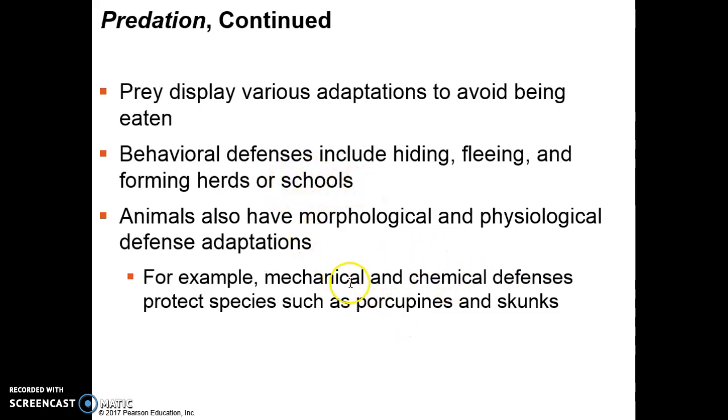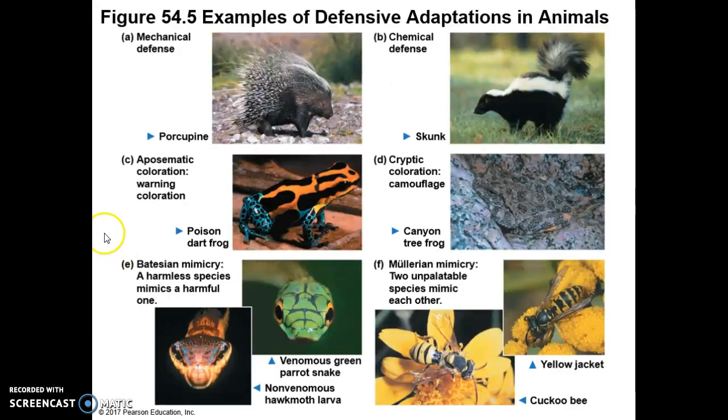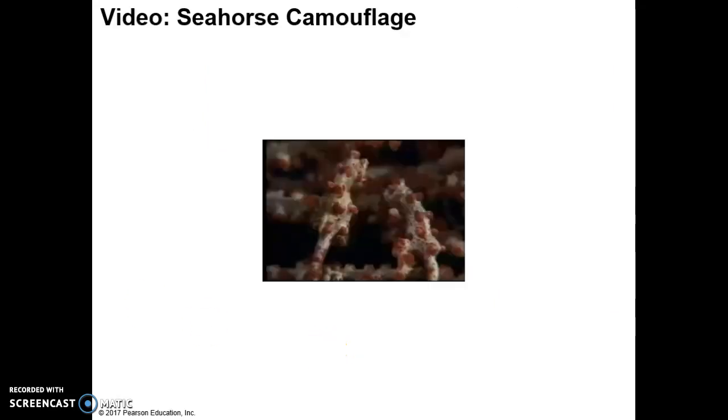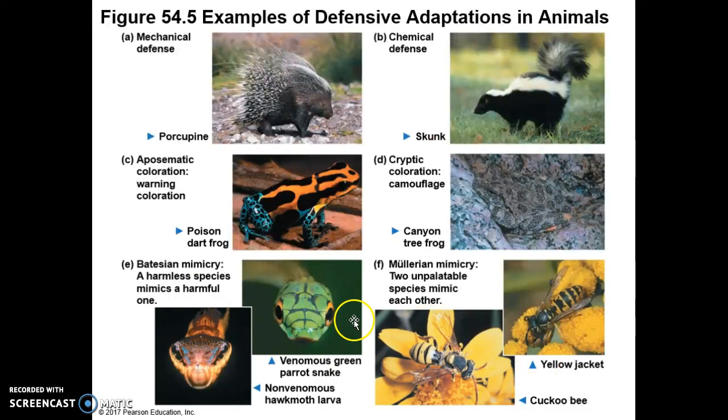Also, we've got morphological and physiological defensive adaptations, like skunks and porcupines have, adaptations that we're all pretty familiar with. There are some other examples. These two types of mimicry, you need to make sure you can distinguish between those two. And we're going to talk more about those here in a couple of slides. Mechanical defenses are going to be physical, like claws or spikes or something along those lines.